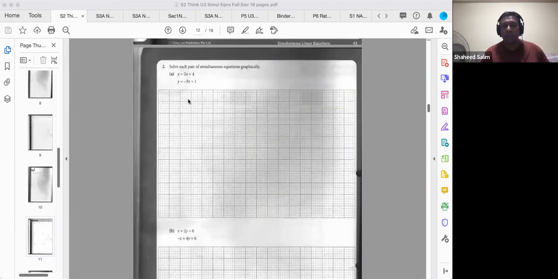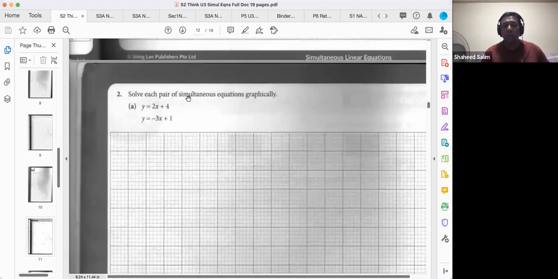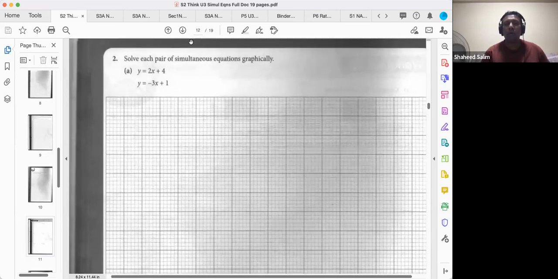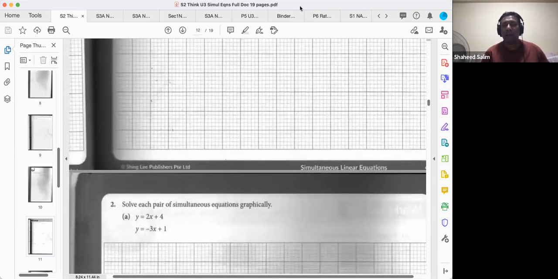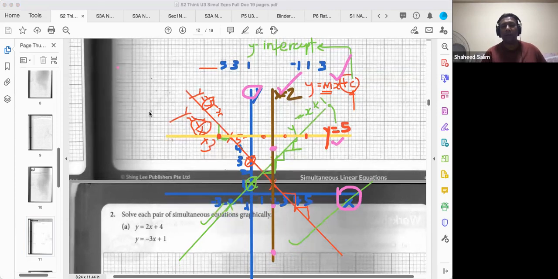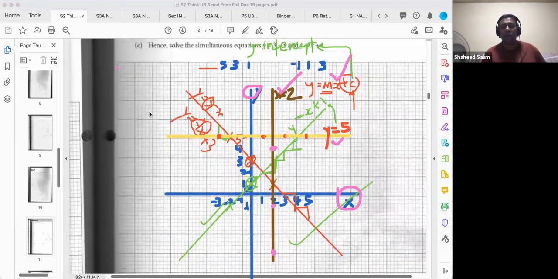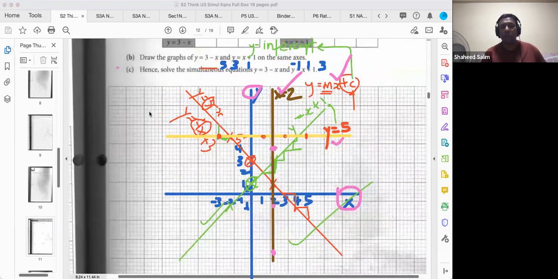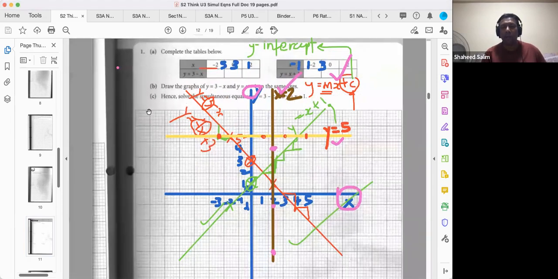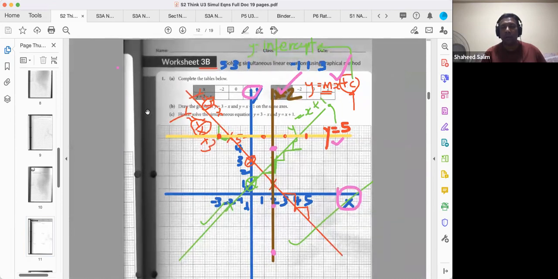Right, so now what you need to do, they say, solve each pair. Oh, I forgot to tell you. Hold on, let me see whether I can get the graph back. Down here now, this one, right? You got something like this, right? I have to make it smaller.